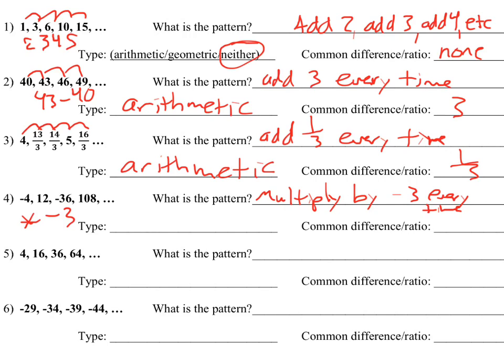And so since we're multiplying by the same number every time, that's a geometric sequence. And if it's geometric, it has a common ratio. Well, the common ratio is any term divided by the previous one, which in this case is going to be -3. Alright, you do 12 divided by -4 gives you -3.